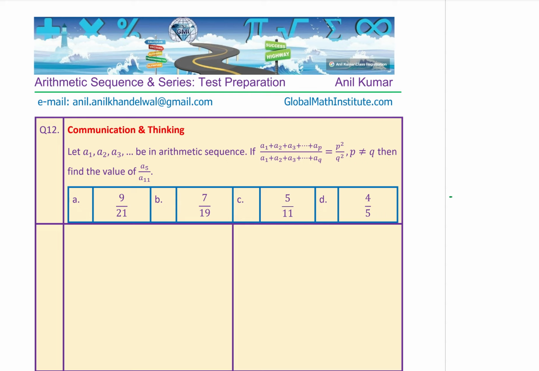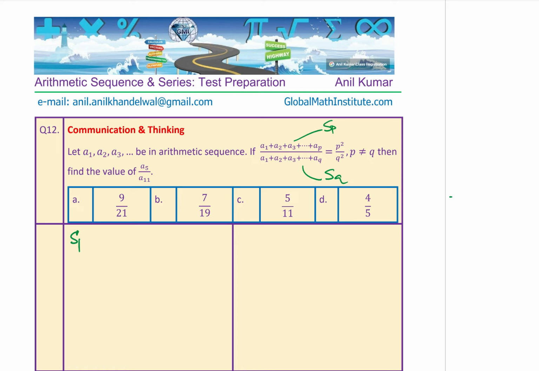I'd like you to pause the video and answer this particular question. How can we do it? Well, on the top we have some formula, right? So this is S of p terms and this is S of q terms, right? So let's write down the ratio, and that is equal to p square over q square, right?